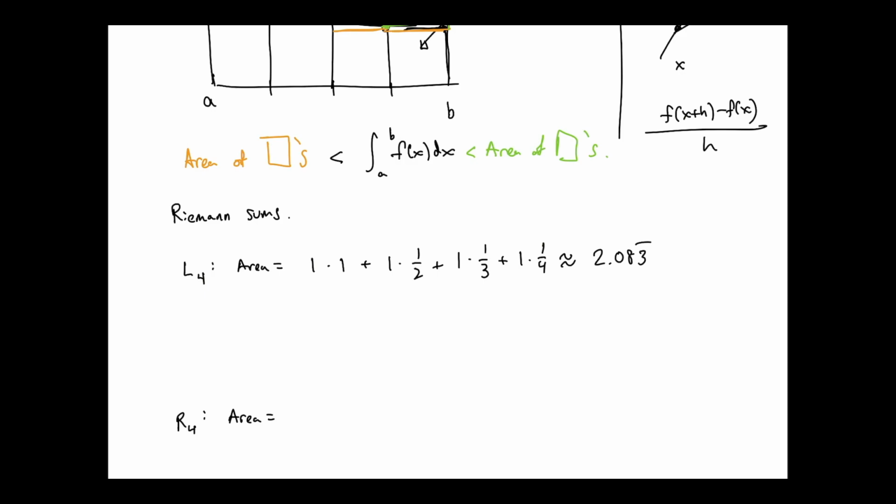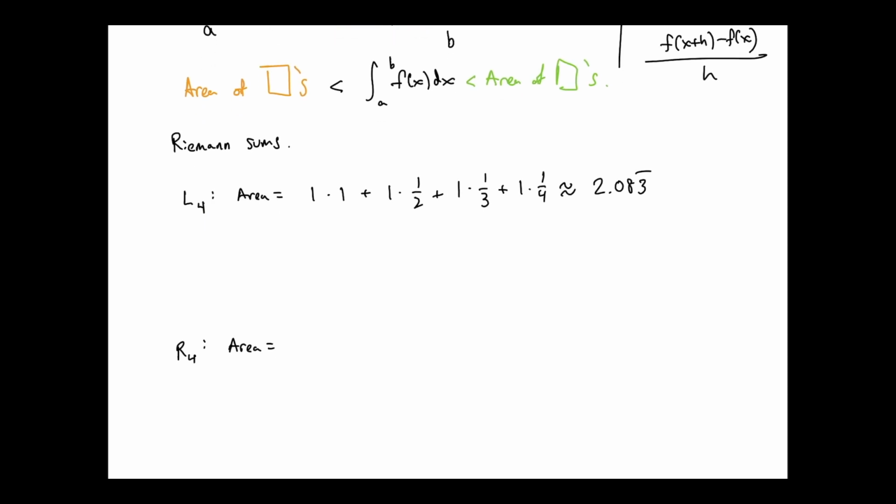Okay. What about on the right-hand side? Okay, so this is the bottom one. We would have 1 times a half plus 1 times a third plus 1 times a quarter plus 1 times a fifth. Okay, and so what did that one come out to be roughly?